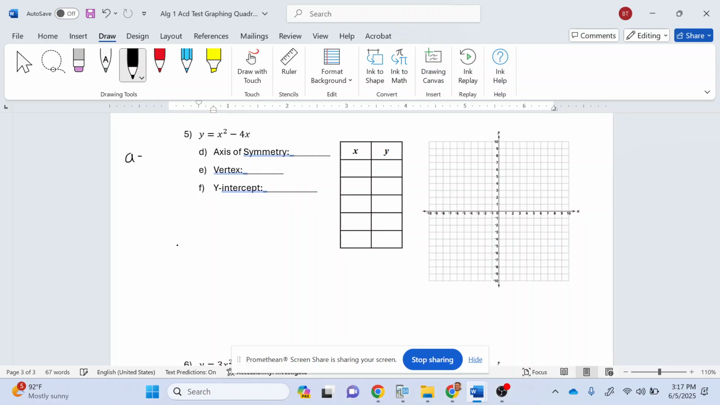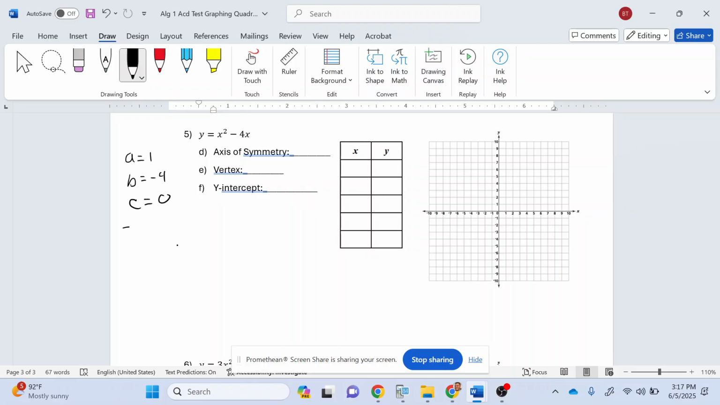In this case, the A value is 1, the B value is -4, and the C value is 0. If I remember, a lot of people got that messed up or they were calling it the b value or the c value, they were swapping them. So make sure to remember, x squared holds the a value, normal x holds the b value, and c value is the number by itself.